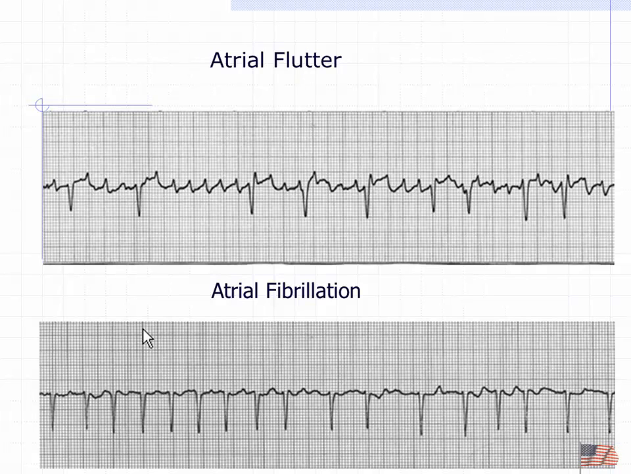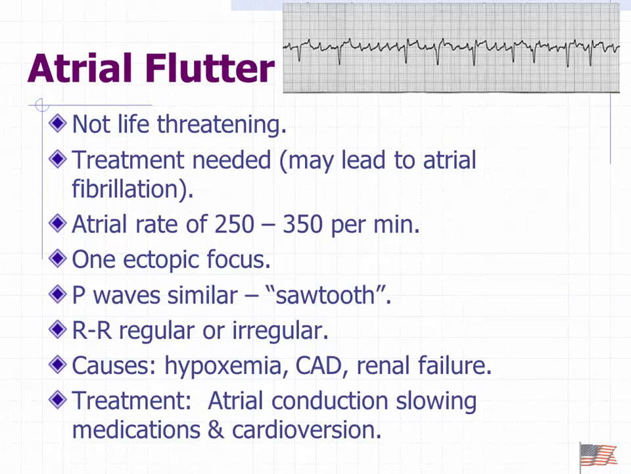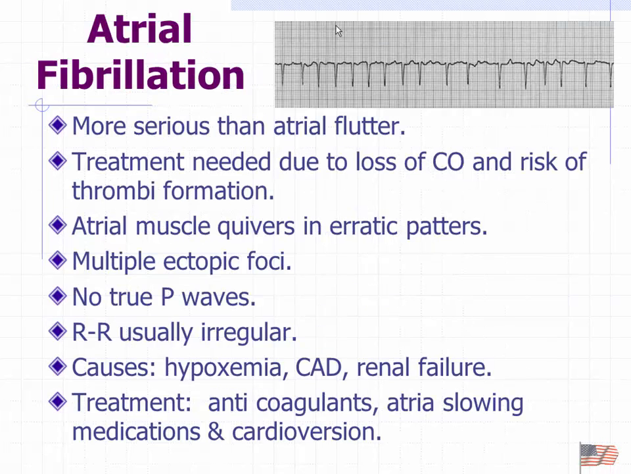Atrial flutter, atrial fib. Both of them are atrial dysrhythmias that can cause problems, especially atrial fib. So flutter, again, what I want you to know about it is those sawtooth P waves. When you see that, that's atrial flutter. What we're going to do about it, it usually can lead to some problems, and we need to treat them either with some medication or even cardioversion.